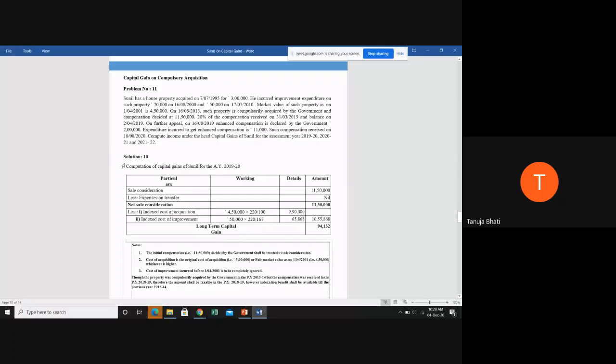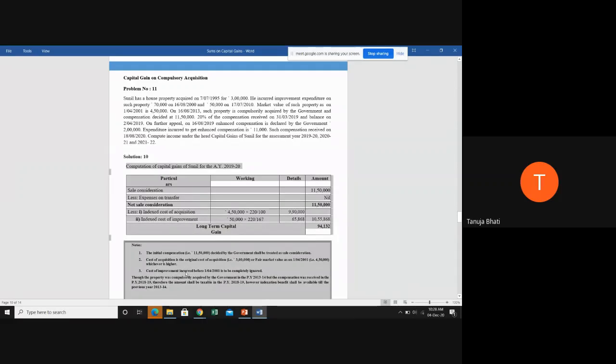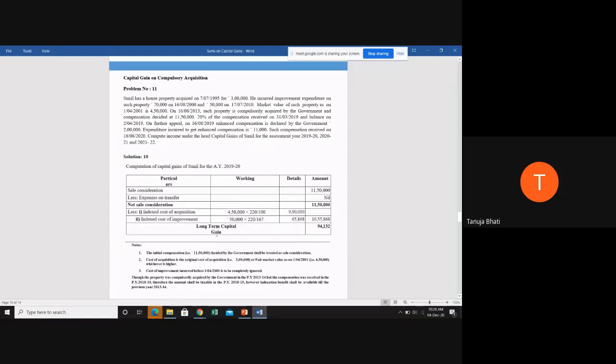So students, have you all understood the computation for the assessment year 19-20? Did everyone understand the computation for the year 19-20? Why have we not considered enhanced compensation here? Because enhanced compensation is taxable only in the year when you receive the enhanced compensation. In the year 19-20, you have not received the enhanced compensation. Did everyone understand this? Yes? Yes, ma'am. Okay.